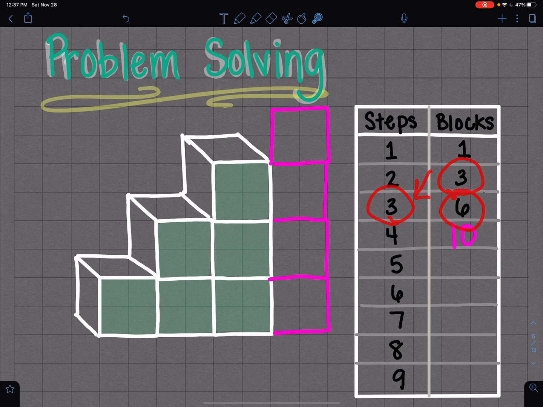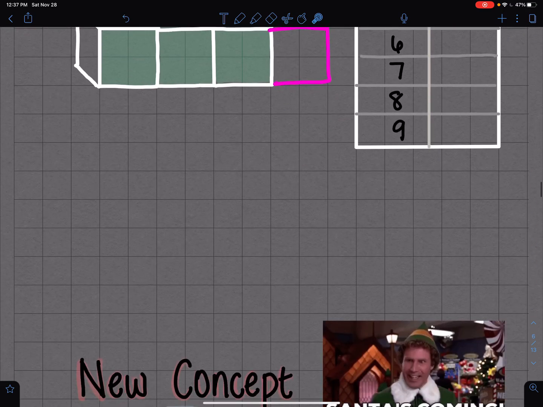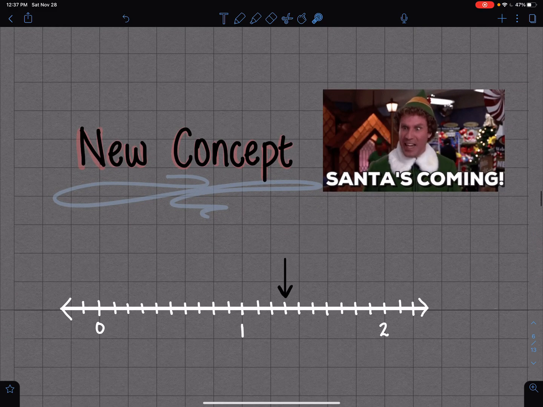I don't know if that pattern works, but that kind of stood out to me in my mind. So see if you can figure it out. I'll let you pause it here and fill out the rest of the table, okay? And I'm going to move on to the new concept.